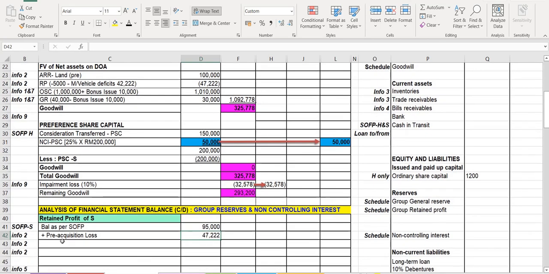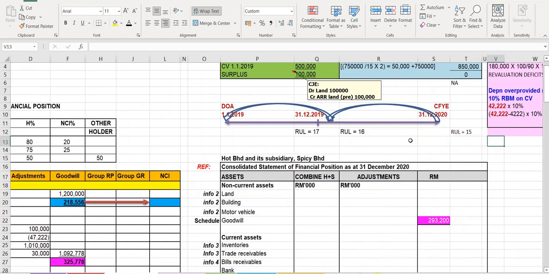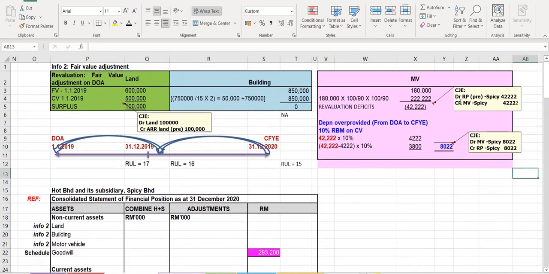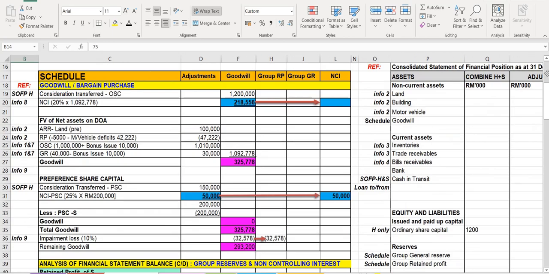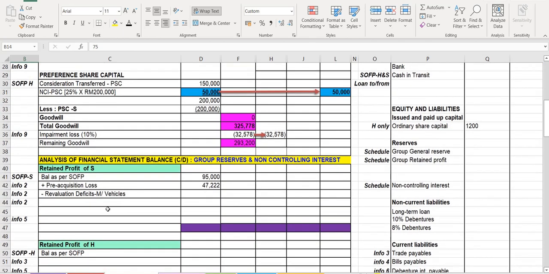So because this is a loss, you're not going to reduce, you're going to add to the balance. Then you need to adjust with the revaluation deficit, which is the pre-revaluation deficit, the deficit that arise on the date of acquisition for the motor vehicle. Remember the journal entry we earlier did here. So if you can check, this is the one here, the one that you debit to the retained profit, 42,222, and therefore that will have to be reduced against the retained profit carried forward before the adjustment, right? Next is regarding information 2. Information 2 that relates to the motor vehicle. Whenever there is a deficit, there is a need for us to do the over provision of depreciation.